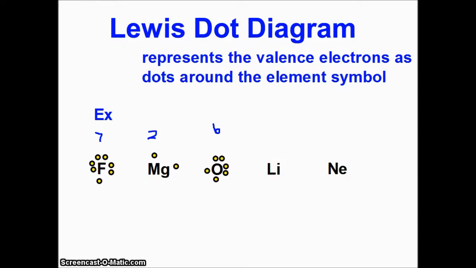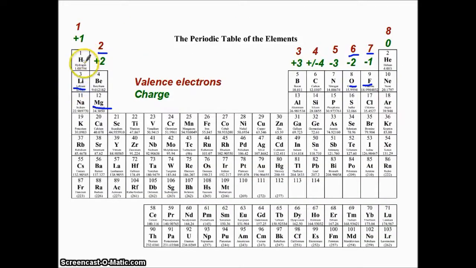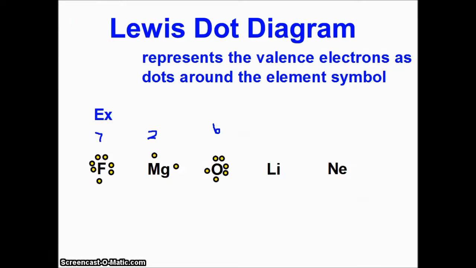Let's look at these last two here. We have lithium. So back to my periodic table. Lithium, go up. Okay, it has 1. So it's only going to get 1 dot. So 1 valence electron means it's only going to get 1 lonely dot. And then neon. Neon's going to be our final one in this example.